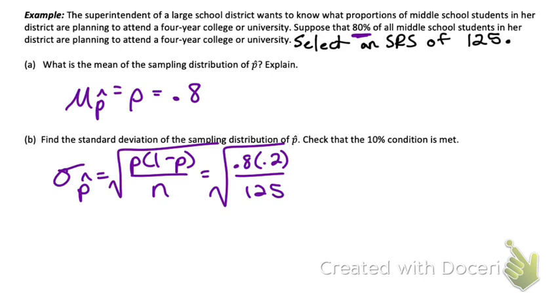Are you guys keeping up? We just need to do this little calculation here. 0.8 is p. The complement of that is 0.2. 80%, 20% works out. And then divided by 125, which is the sample size we're using in this problem. So this is going to be the standard deviation of my p-hat distribution. And what do you get?